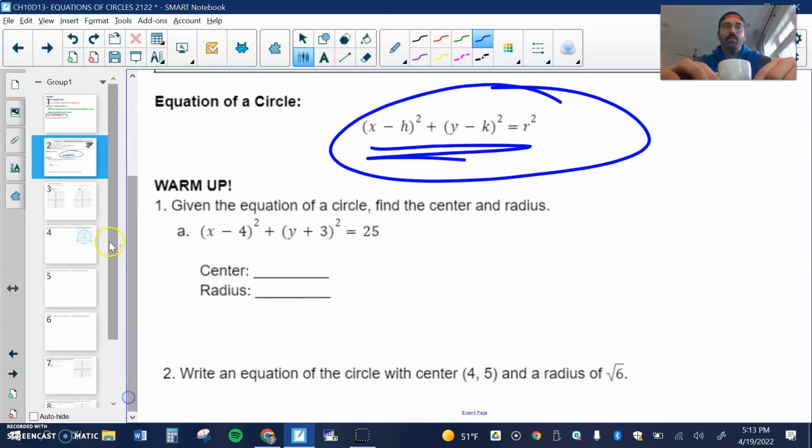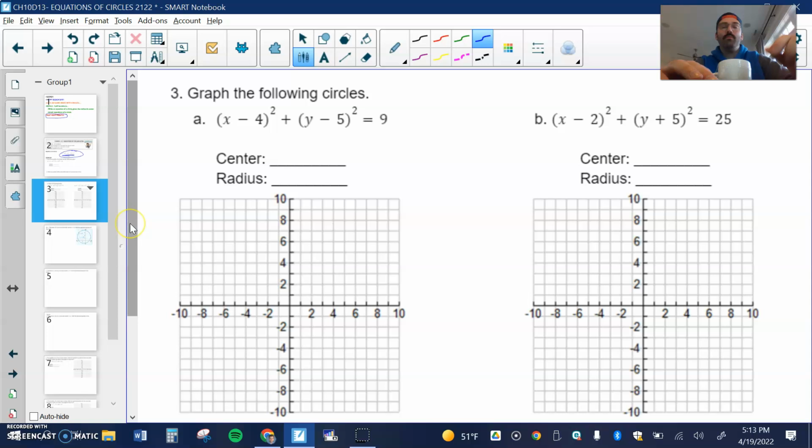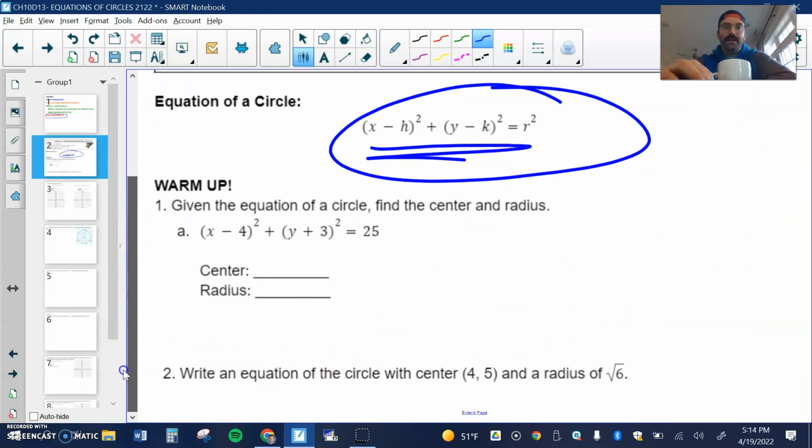There are 1, 2, 3, 4 warm-up problems there, all right? 2 of them are graphing. The others are just identifying and then writing an equation. This one's a bit of a challenge. The radius is root 6. Give it a shot. Ready, set, pause the video here, and try it.